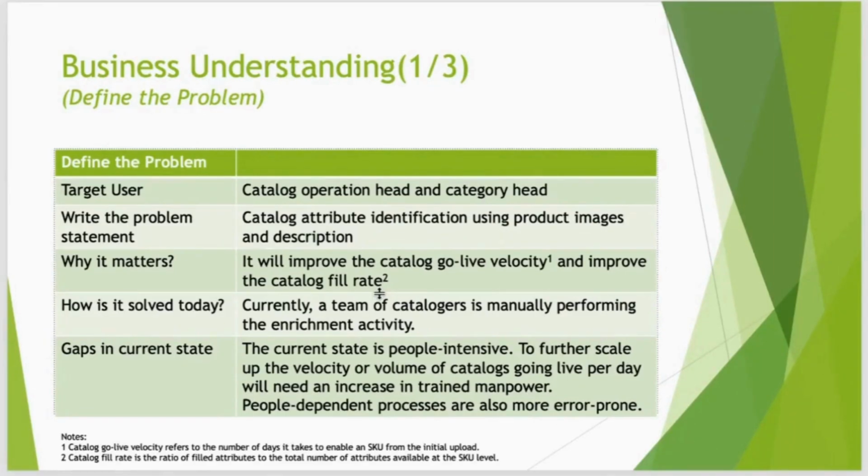How is it solved today? Well, today there is a team of catalogers who are manually performing this action. They are looking at the images and filling in the missing attributes, which is called enrichment activity. What is the gap in the current state? The current state is people intensive. If we want to scale our business, we want to automate some of it. Otherwise, we'll end up doubling the team size. Secondly, the manual process is also error prone since it is highly people dependent.